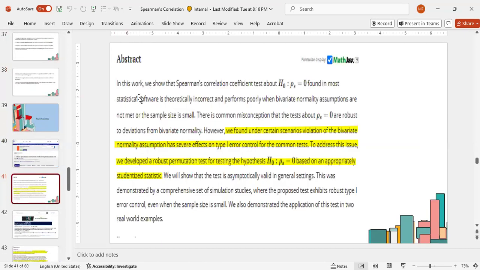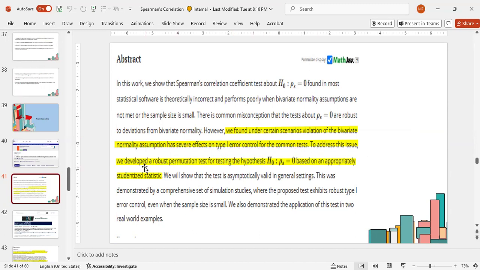In this work, we show that the Spearman correlation coefficient test about the null hypothesis, that is rho is equal to 0, found in most statistical software is theoretically incorrect and performs poorly when bivariate normality assumptions are not met or the sample size is small. There is a common misconception that the tests about rho equal to 0 are robust to deviation from bivariate normality. However, we found that in certain scenarios violation of the bivariate normality assumptions has severe effects on the type 1 error control for the common test.